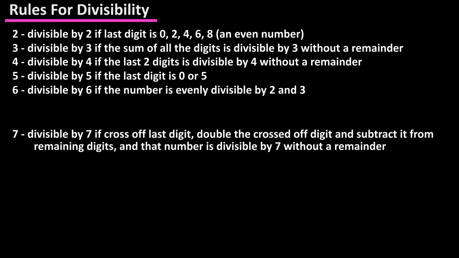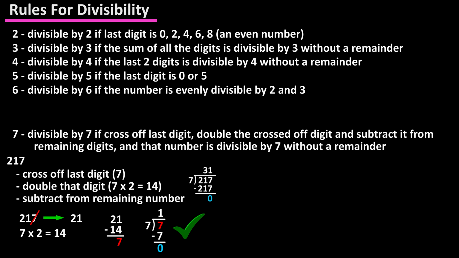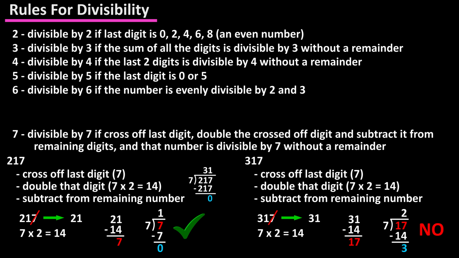A number is divisible by 7 if you cross off the last digit, double that digit, and subtract from the remaining number. And that number is divisible by 7 without a remainder. For instance, for the number 217, we would cross off the 7, then double the 7, which is 14, and subtract that from the remaining 21, which is 7, which is divisible by 7. So 217 is divisible by 7. And if we tried this process for the number 317, we would cross off the 7, then double the 7, which is 14, and subtract that from the remaining 31, which is 17, which is not divisible by 7. So 317 is not divisible by 7.